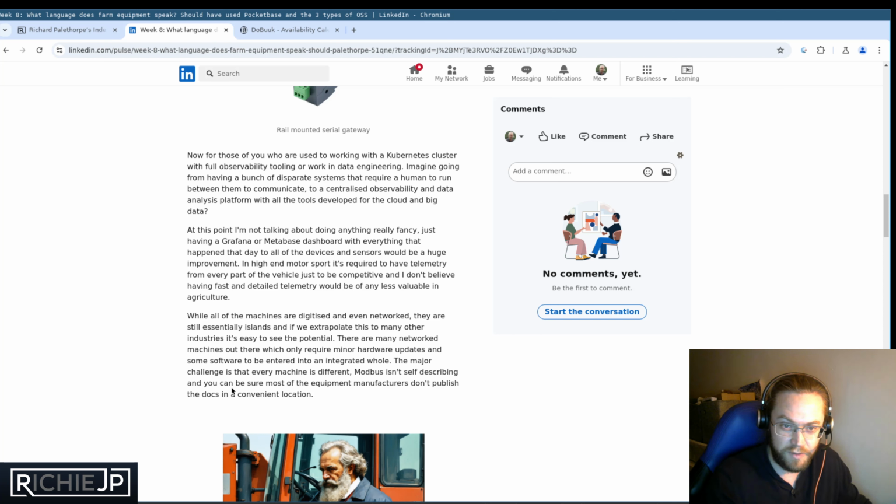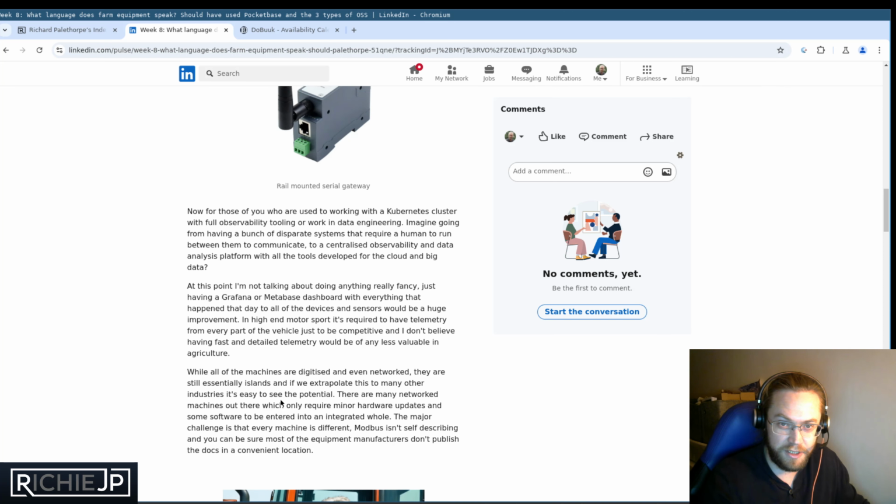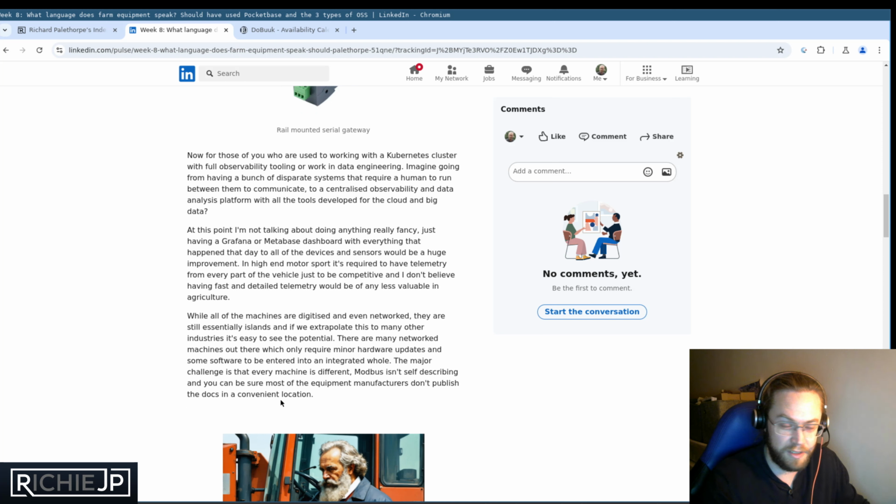Modbus isn't self-describing, and you can be sure most of the equipment manufacturers don't publish the docs in a convenient location. So it feels a bit like walking into the past, looking at this equipment. It's nice that they do have Ethernet connections, and you can start plugging into them. Even serial connections are nice with the Modbus protocol.